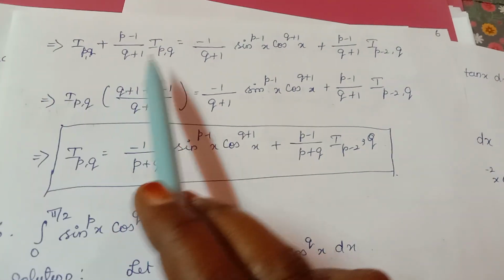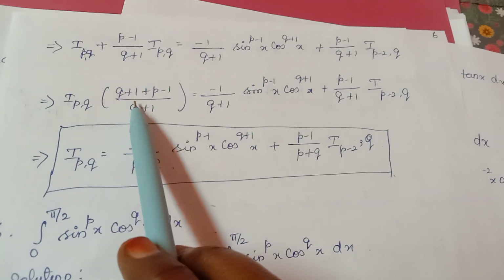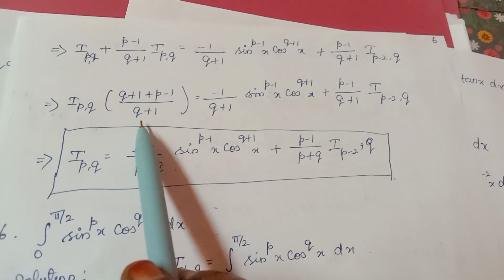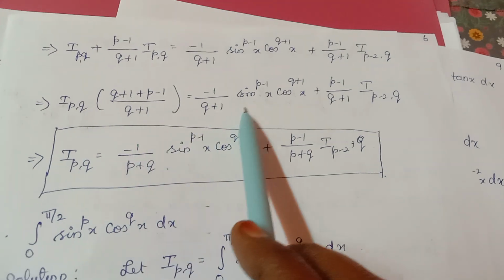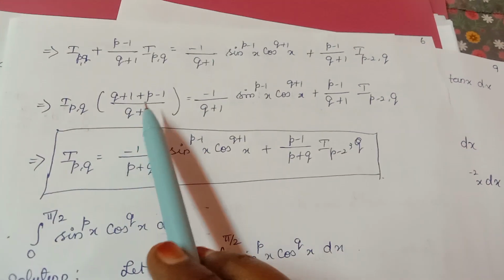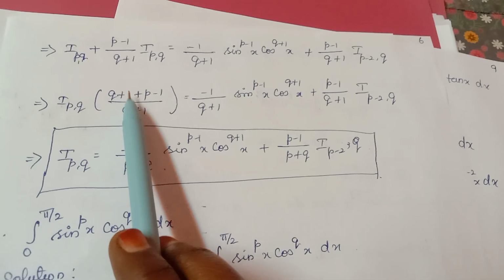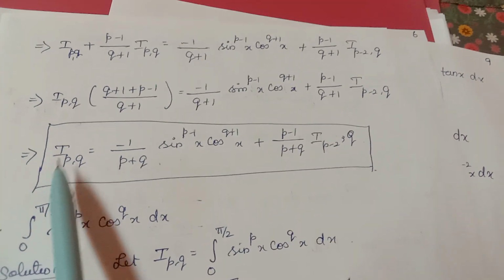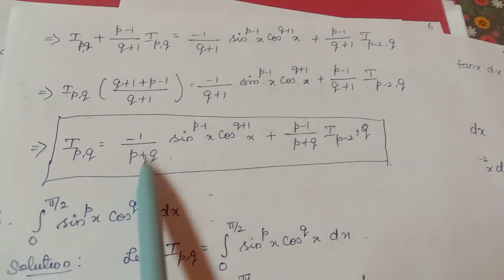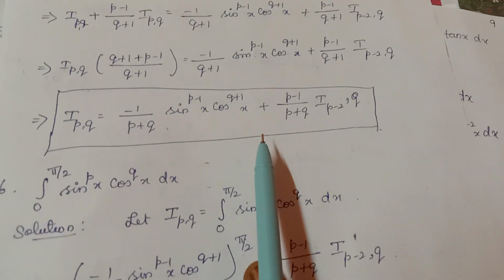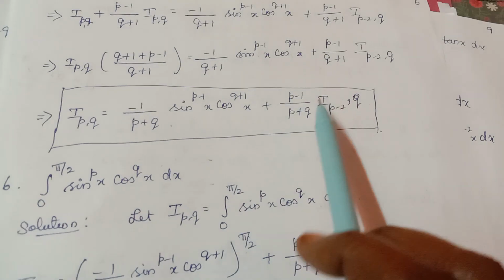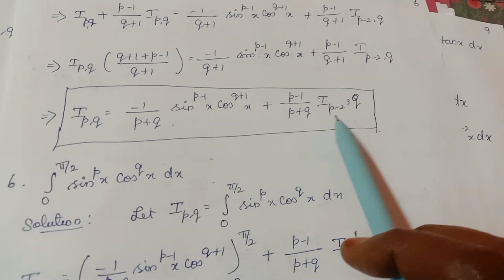Now you simplify the left hand side. So simply what will you get? 1 gets cancelled, p plus q by q plus 1. Throughout, in the denominator you have q plus 1 as a common factor, so divide. In the numerator you have p plus q, so bring that p plus q to the right hand side. So I p q is equal to minus 1 by p plus q into sin power p minus 1 cos power q plus 1 x plus p minus 1 by p plus q into I p minus 2 comma q.